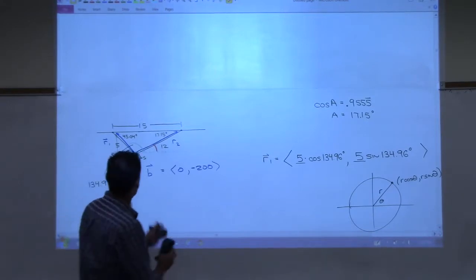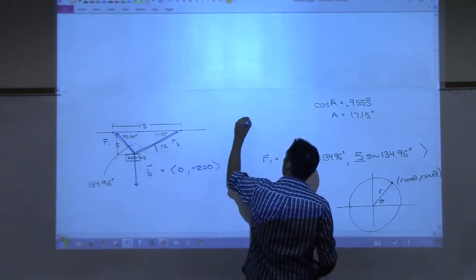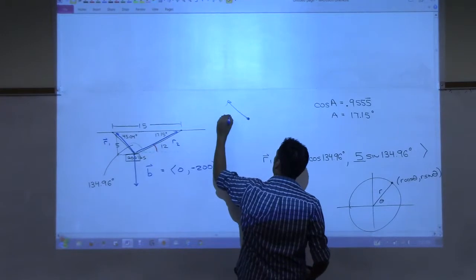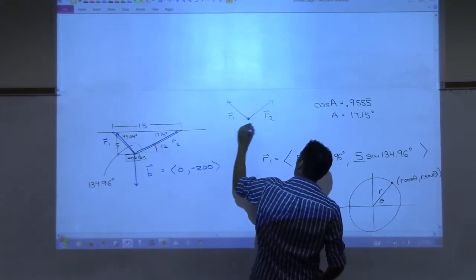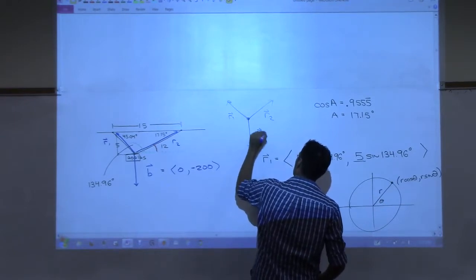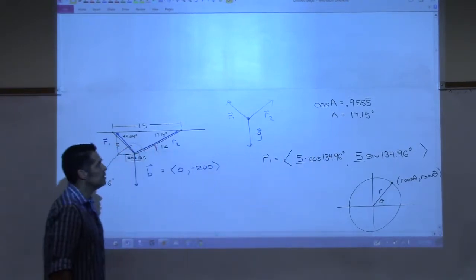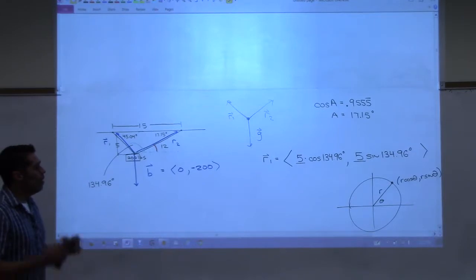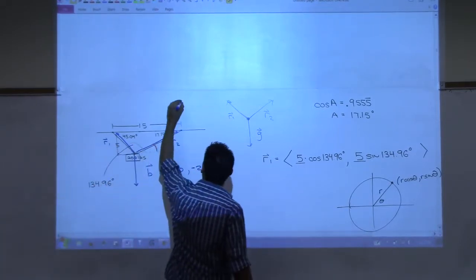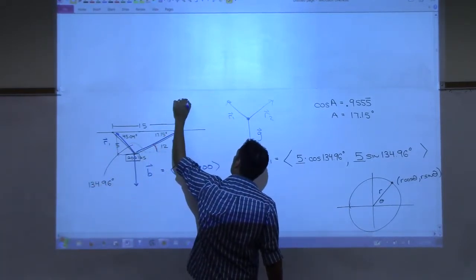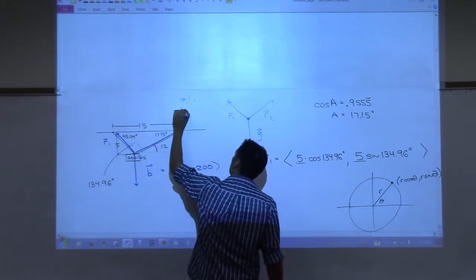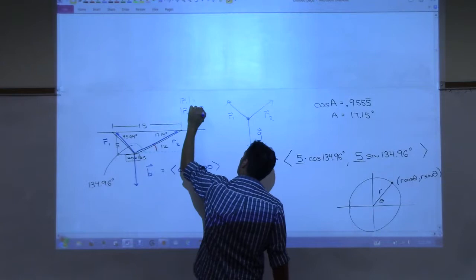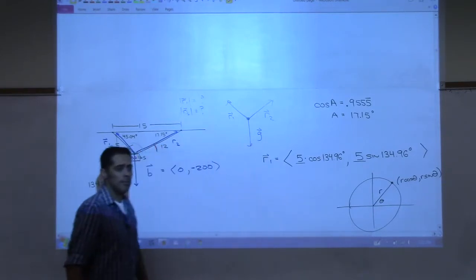So let me just draw this picture again in a more simple format. We have a vector going this way, R1. We have a vector going this way, R2. And we have a vector going this way, which is G, right? That's what we have. Yes? What we said last class is we want to know the magnitude of R1, and we want to know the magnitude of R2. Those were the two things we wanted to know, right?